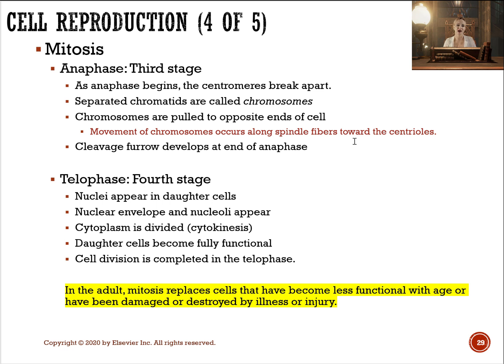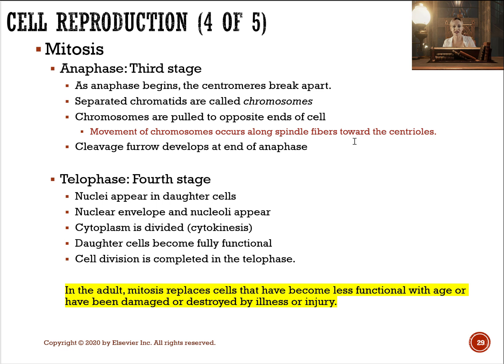Then we have anaphase. Anaphase is the third stage. As anaphase begins, the centromeres break apart. Separated chromatids are called chromosomes. Now we're talking about something we've heard before. Chromosomes are pulled to the opposite ends of the cell. Movement of chromosomes occurs along spindle fibers towards these centrioles. A cleavage furrow develops at the end of anaphase.